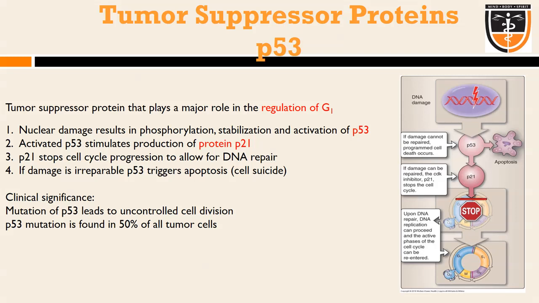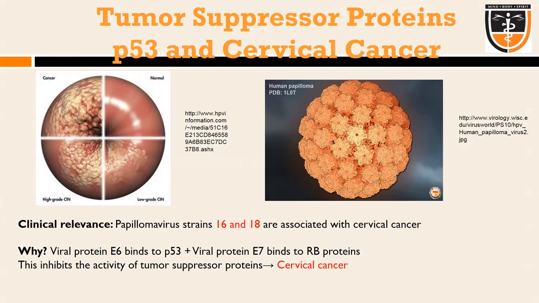And there's a clinical significance: mutation of P53 will lead to uncontrolled division. What's going to happen when P53 doesn't work? Boom, you're getting a lot of junk going down the cycle. And the problem is that P53 mutation is found in half of all human cancers. So it's really, really important.